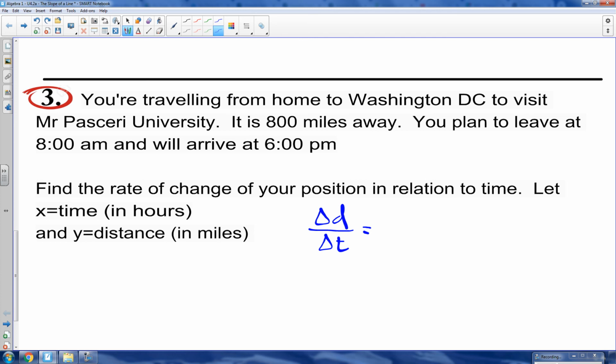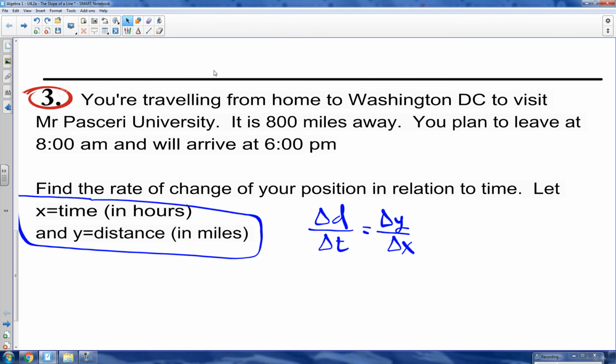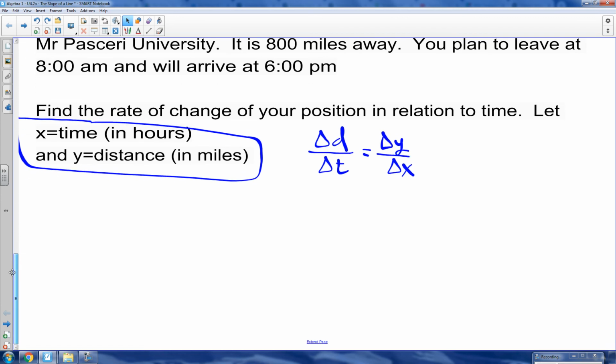If you can do that, you're good. Because that's the same as change in y over change in x, according to what I'm giving you here. So pause the video and give that a chance. If you can figure out the change in distance and the change in time, you'll be okay. Watch out for that 8 a.m. and 6 p.m., but if you use common sense, you can figure out how long that was. So pause the video and give that problem a try.